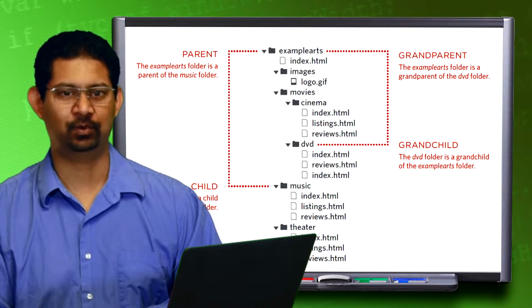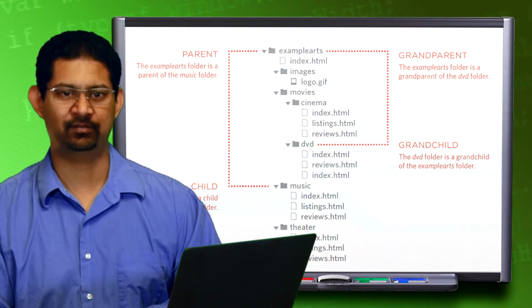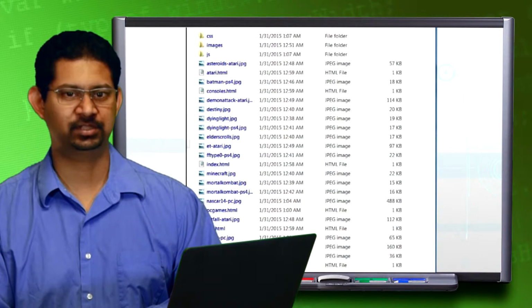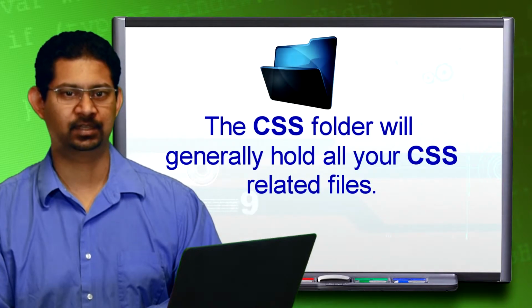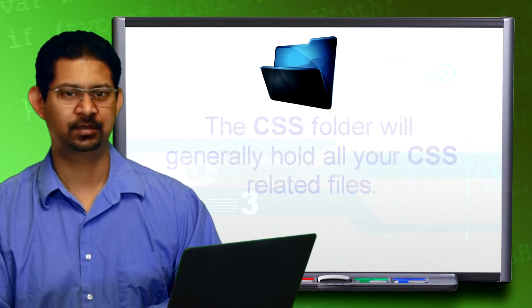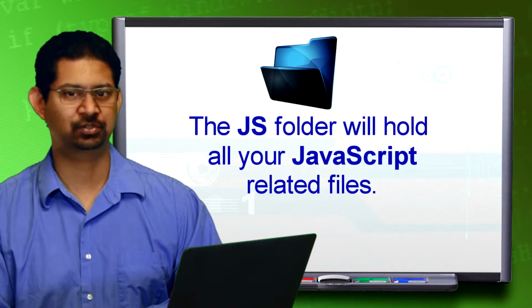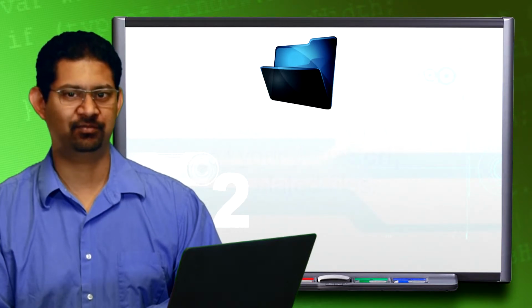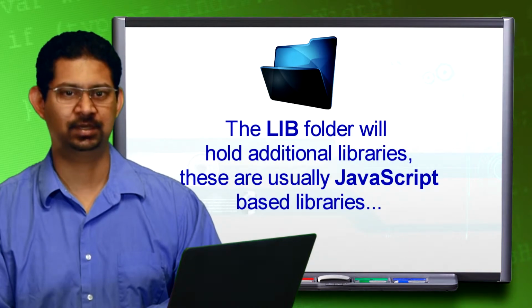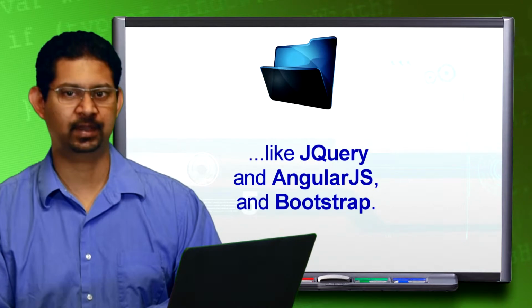So let us organize our website. First, we look at our inventory. We have a number of images, files, and folders. You may find a lot of common file structures. The CSS folder will generally hold CSS-related files. The JS folder will hold JavaScript-related files. The lib folder will hold additional libraries. These are usually JavaScript-based libraries, like jQuery, AngularJS, and Bootstrap.